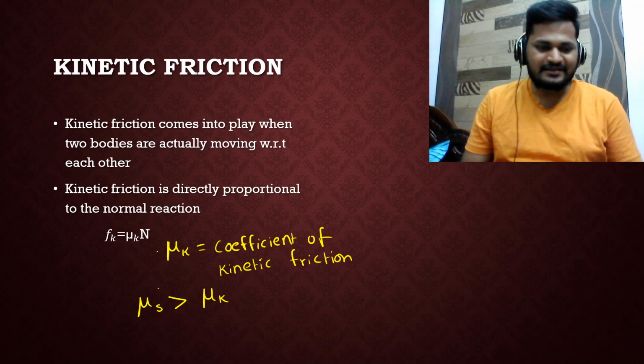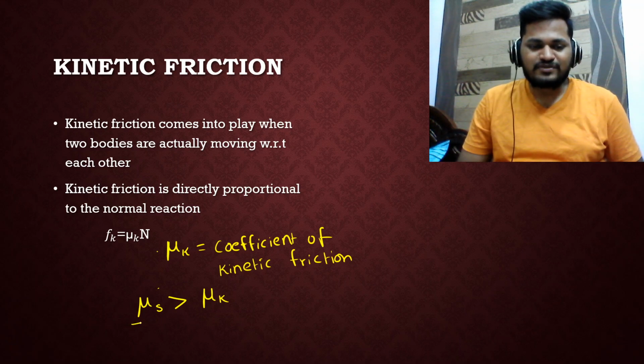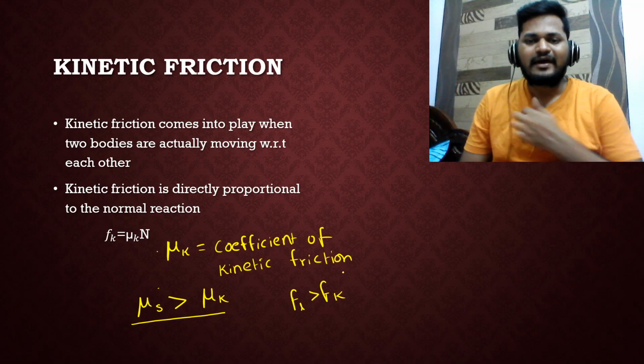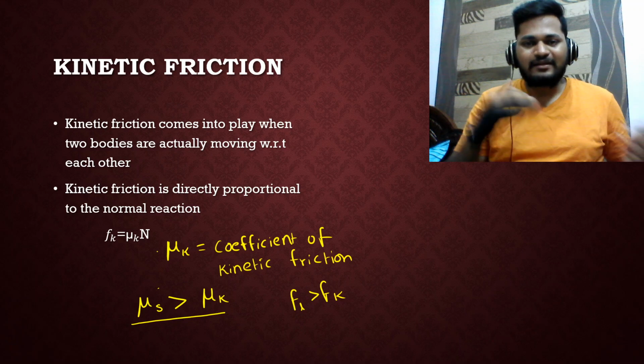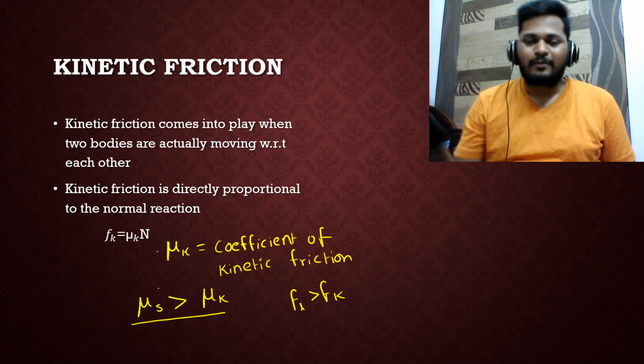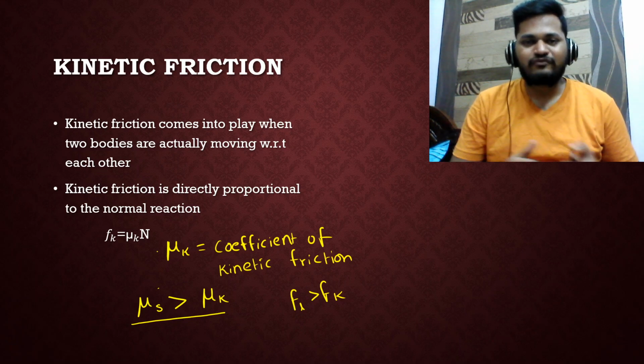The reason is, as you have seen here, as mu suffix s is greater than mu suffix k, limiting friction value will be greater than kinetic friction. As limiting friction is greater than kinetic friction, to bring the body into motion, you have to exert greater force. But once it is in motion, as kinetic friction value is less, you need to exert lesser force to maintain its motion.